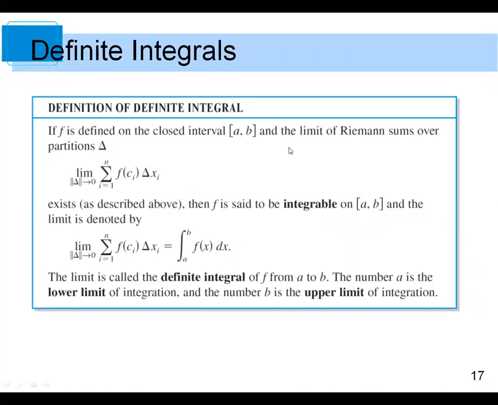So if f is defined on the closed interval a to b, and the limit of the Riemann sums over the partition exists, as described above, so it equals L, then f is said to be integrable on a to b, and the limit is denoted by the integral symbol from a to b of f of x dx. This limit is called the definite integral of f from a to b. The number a is the lower limit of integration, and the number b is the upper limit of integration.